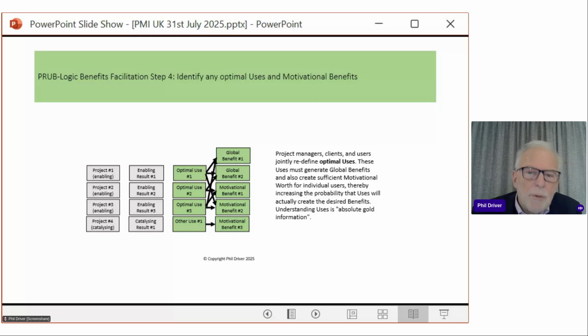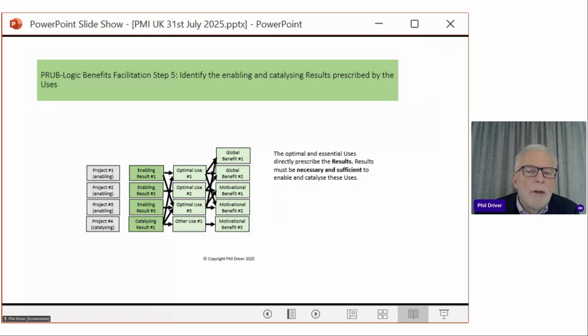So now we've got to the point where we're understanding what's going to happen out there in the real world. The next step is relatively straightforward to work out: if those are the uses, what results do we need to enable those uses to happen? And this is back into core project management territory. I imagine a lot of you are pretty good at doing that. If you really understand how something's going to be used, you can create the result.